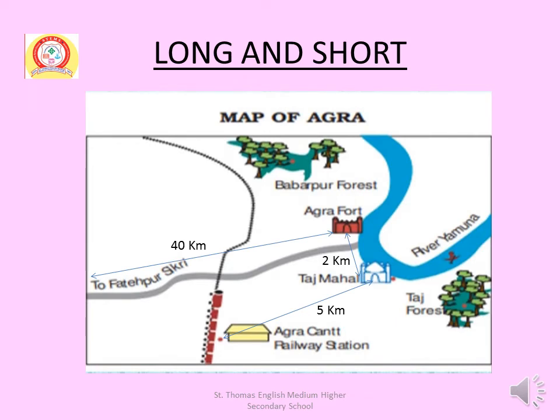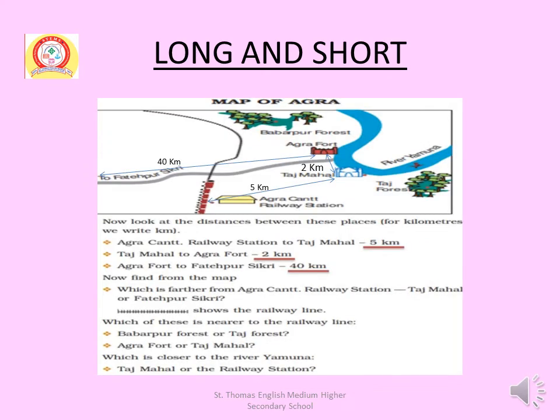This is a map of Agra showing different places. Taj Mahal, Agra Fort, Babarpur Forest, Fatehpur Sikri, Agra Cantonment Railway Station, Taj Forest, River Yamuna. Now, let us see the distances of different places they travelled from railway station in this map.